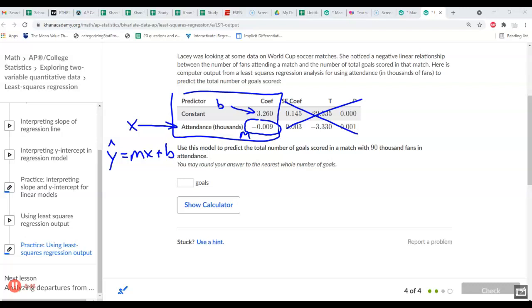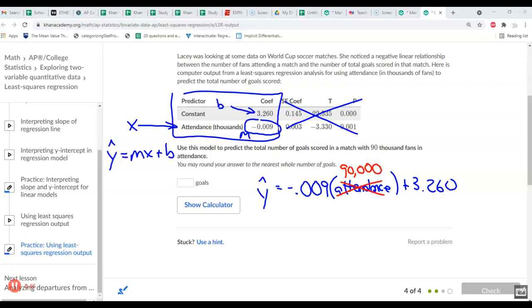So in this one, it would be y hat equals negative 0.009 times attendance, or times x, plus 3.260. They're saying use the model to predict total goals if there were 90,000 fans. So what do I do with that 90,000? Stick it in for attendance. Or you plug that in and get whatever that is. I don't really want to do it.